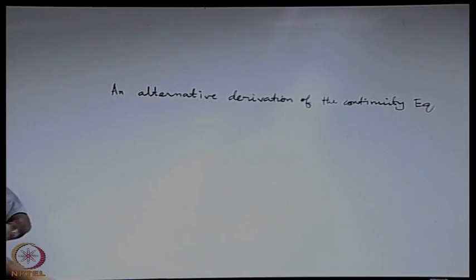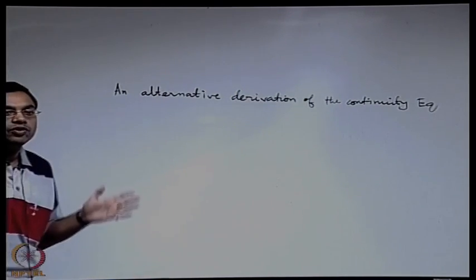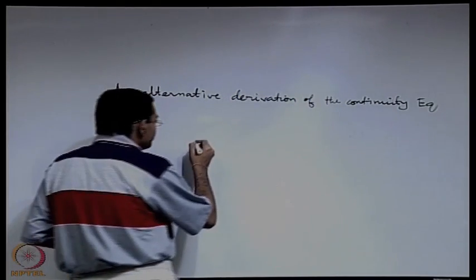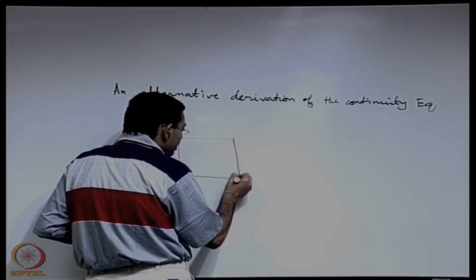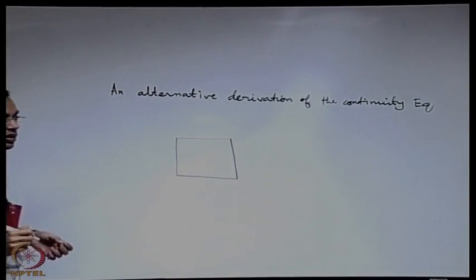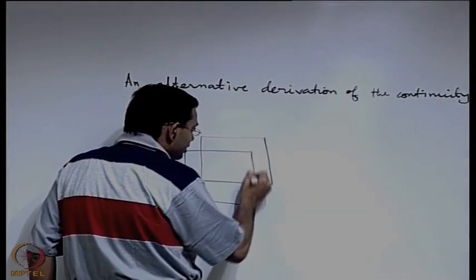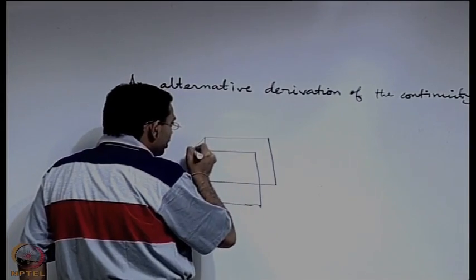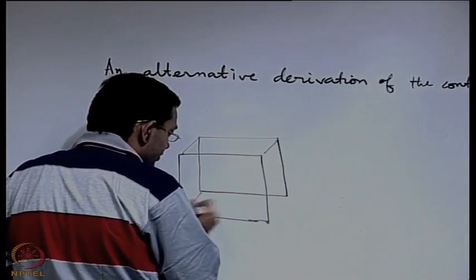In this alternative derivation, our objective will be to look into the entire thing from a Eulerian viewpoint. That means we will identify a specified region in space across which fluid is flowing, and that we call a control volume. So, in a control volume of a particular extent, let us, for simplicity in deriving the equations, assume that the control volume is of a rectangular parallelepiped shape.